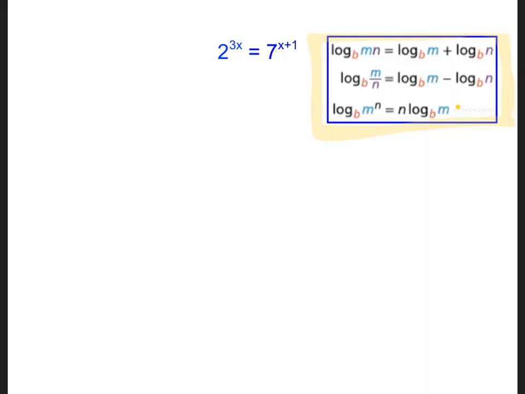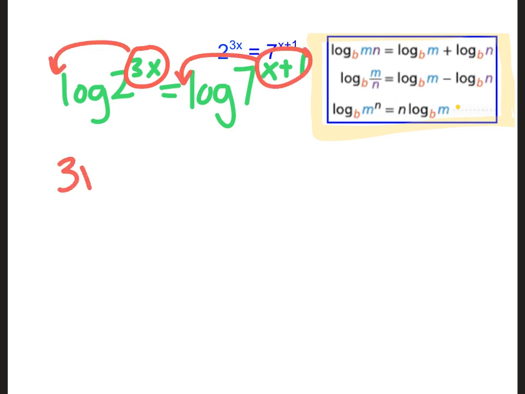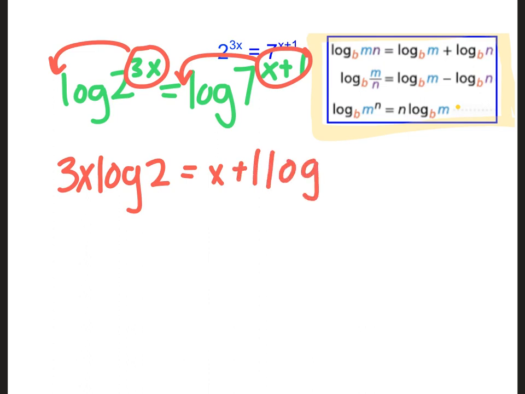All right, my last one is we have 2 to the power of 3x equals 7 to the power of x plus 1. Again, we're going to take the log of both sides. So we have a log of 2 to the power of 3x equals the log of 7 to the power of x plus 1. When we do this, notice we have our exponents on top, so we're going to move them out front. We have 3x log of 2 equals x plus 1 log of 7. And again, this is in parentheses.